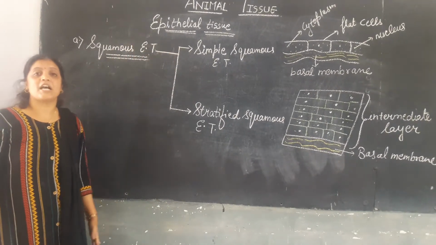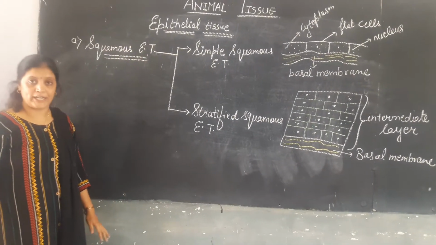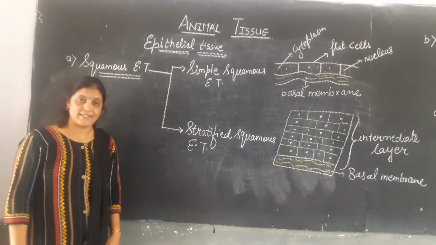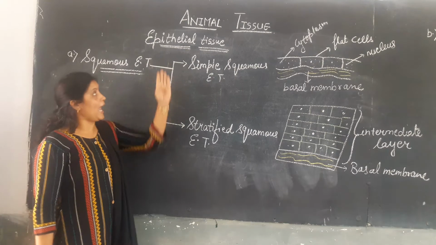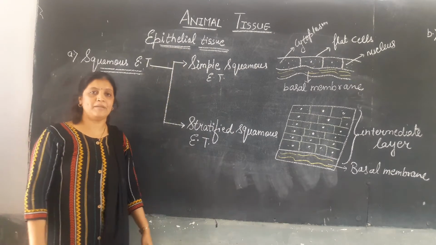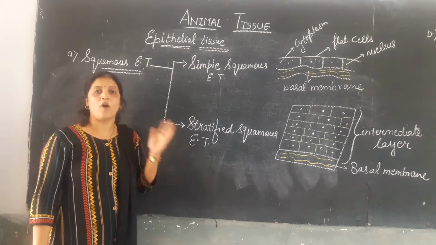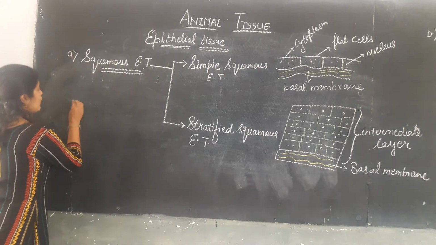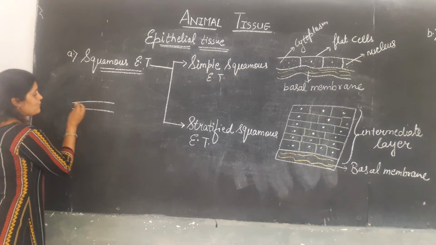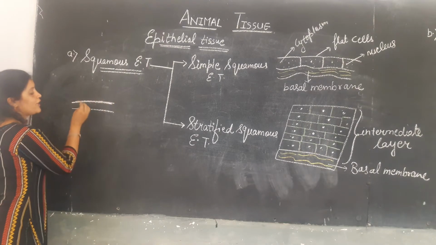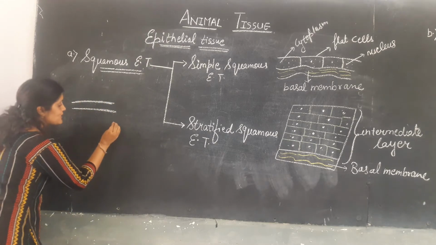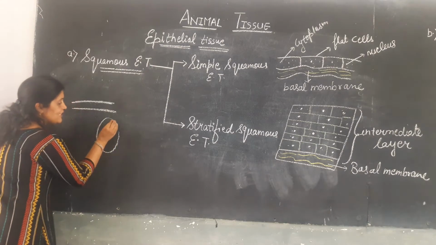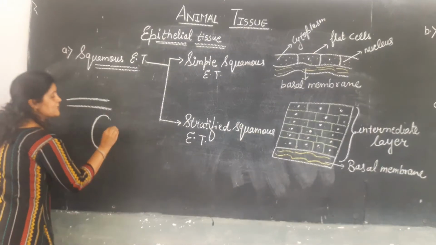Epithelial tissue is a covering of the animal body or body organs, like epidermis is a covering of a plant. In the same way, epithelium is a covering of the animal body and animal organs. Like if I say this is a blood vessel, then this blood vessel's outer covering is made up of epithelial tissue. In the same way, if I say this is a lung, this lung's outer covering is covered by epithelial tissue.